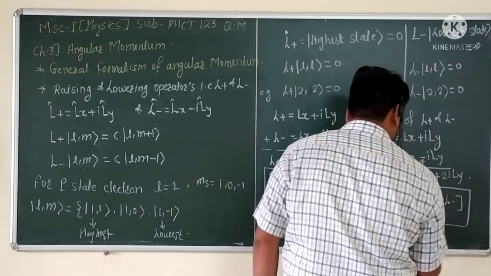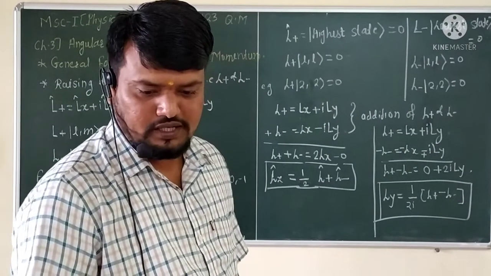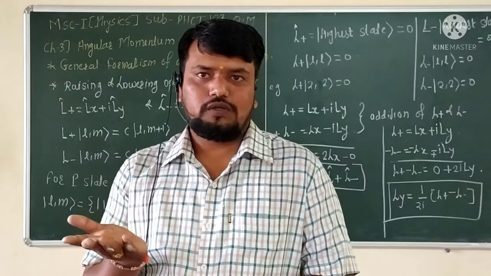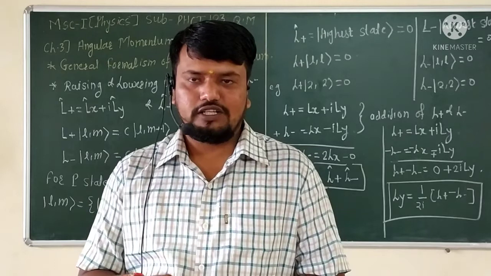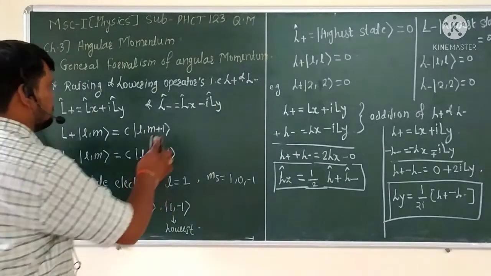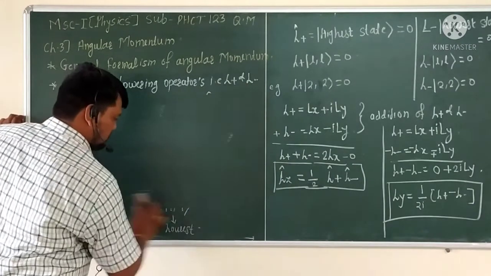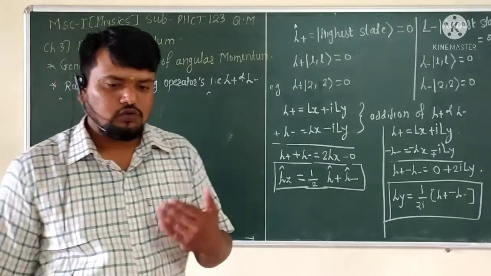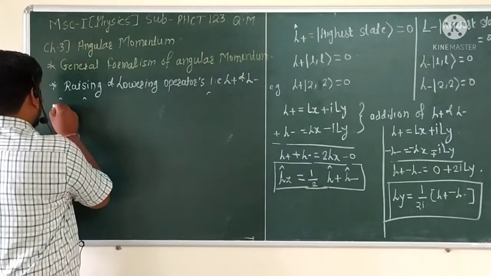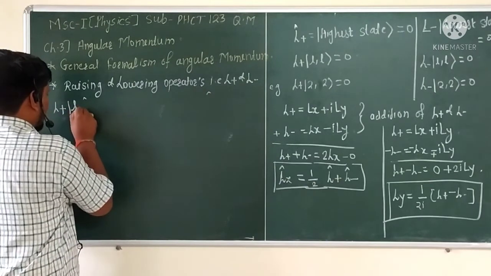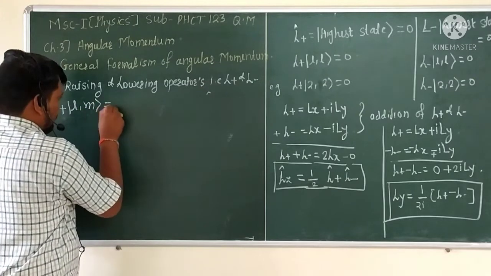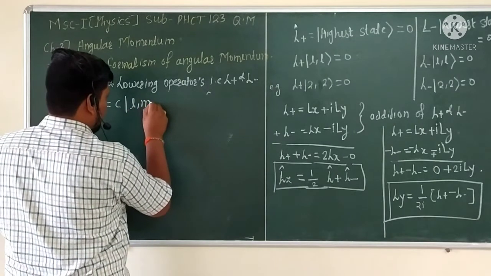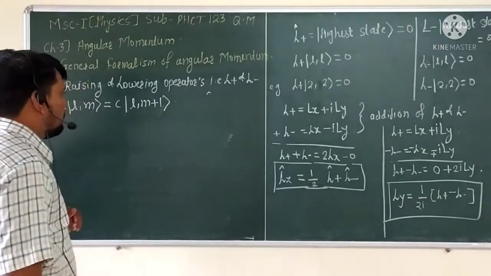So these two results are obtained in front of you. And to solve the expectation value relation, first of all we need to find out the L plus and L minus operator values. So again see here, we have to know that L plus acting on |L, m> is nothing but some constant c times |L, m+1>.